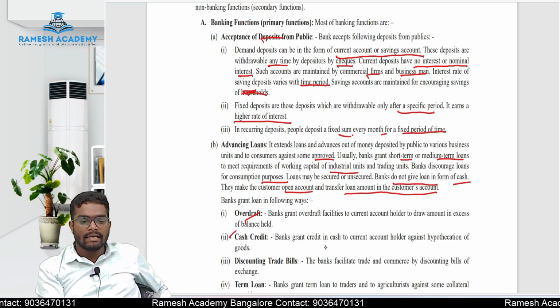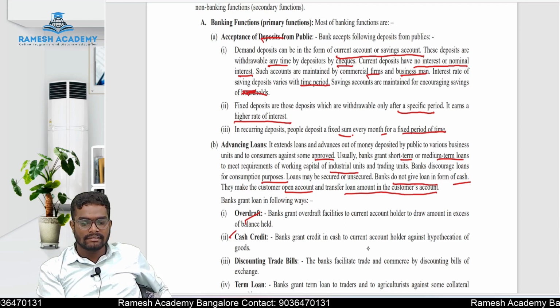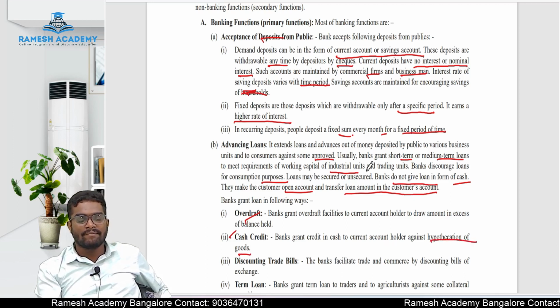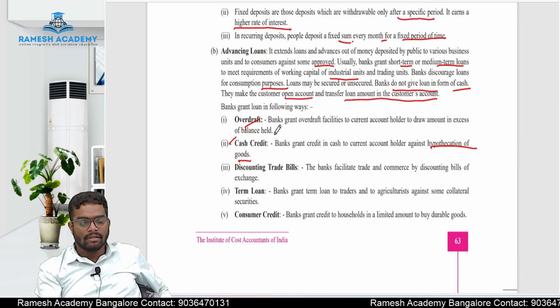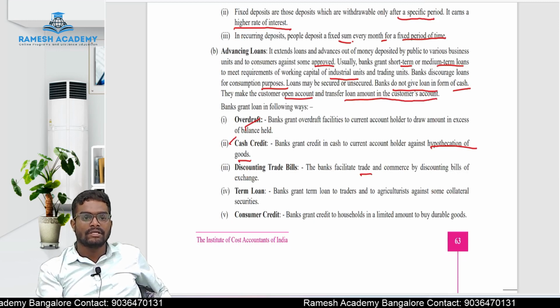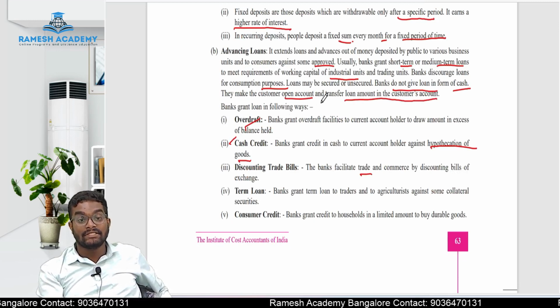Next, cash credit. Banks grant credit in cash to current account holders against the hypothecation of goods. So if you give any hypothecation, it will give cash credit. Discounting trade bills. Banks facilitate trade and commerce by discounting bills of exchange. So they will be discounting the bills of exchange.